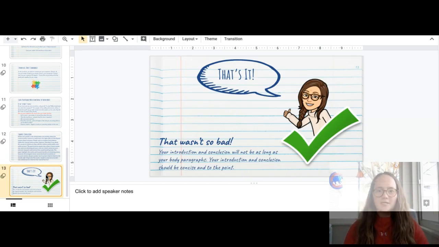So you may notice that when you are looking at your intro and your conclusion that they're way shorter than those body paragraphs, and that's okay. That's where you're going to be putting in all of your research, your information, your explanations. So those should be pretty significantly longer than your intro and conclusions.